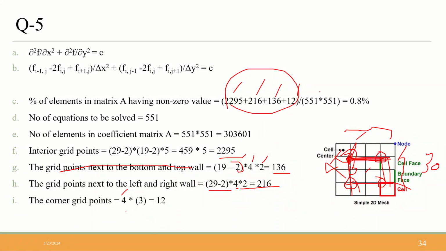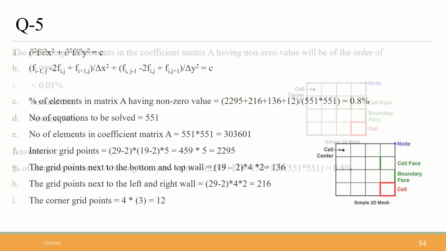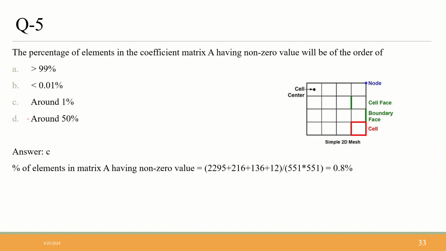And the total elements, what are they? 551 cross 551. So if we add this and subtract that, we are having 0.8%, which is around 1%. It is not exactly 1%. So around 1% is the right answer, which is given by option C.